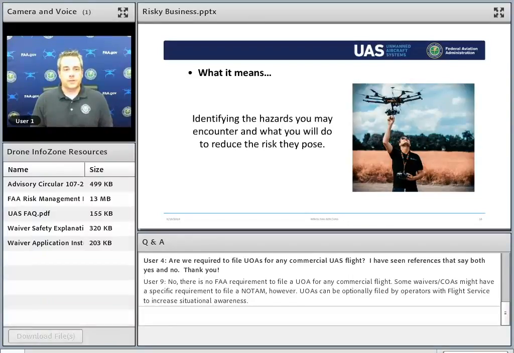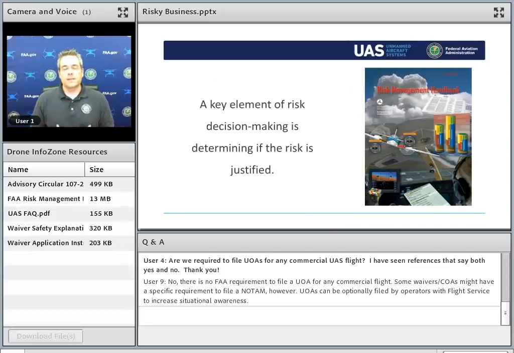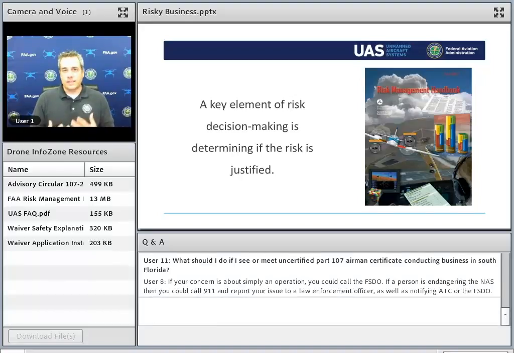of dealing with hazards. It's the process of weighing the potential costs of risks against the benefit of allowing those risks to stand uncontrolled. Now that's a lot of words and it's straight out of a book. So what I really want you guys to understand is this is what it means to you. It means you want to identify the hazards that you may encounter with your drone operation, and then what are you going to do to reduce the risk those hazards pose. That's what we're really getting after, and that's what we really need to see in your waiver application.